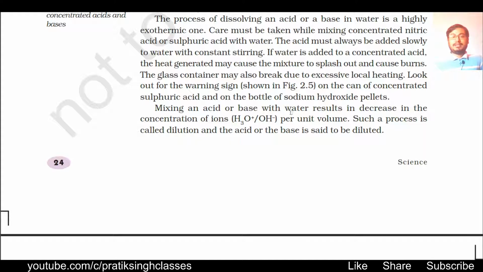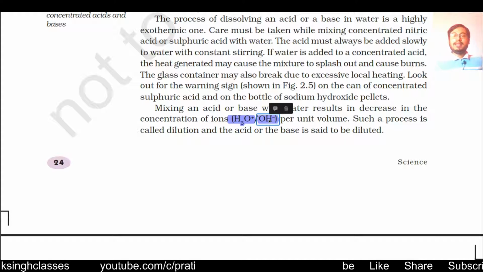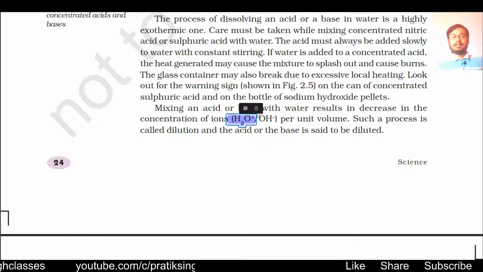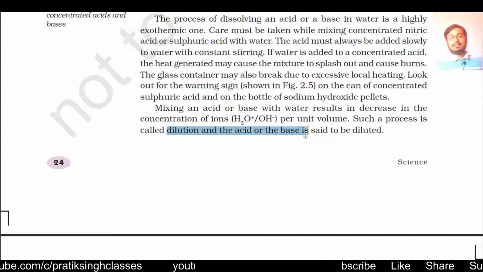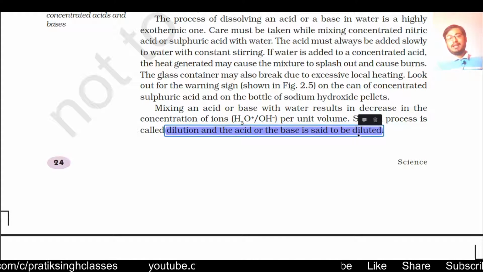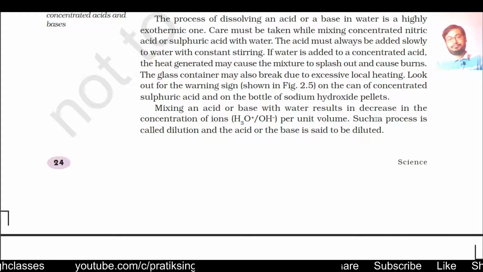Mixing an acid or base with water results in decrease in the concentration of ions. That means H3O plus in case of acid and OH minus in case of bases will decrease when you increase the amount of water in the acid or base respectively. Okay, such a process is called dilution and the acid or base is said to be diluted. Okay, that means mixing of water in acid or mixing of water in base is called dilution.